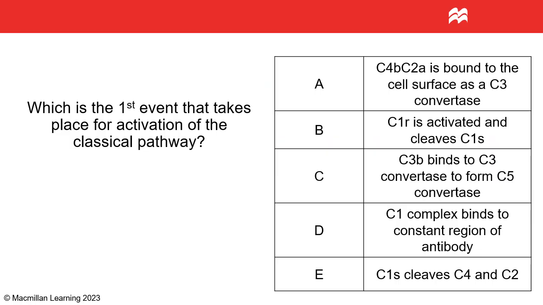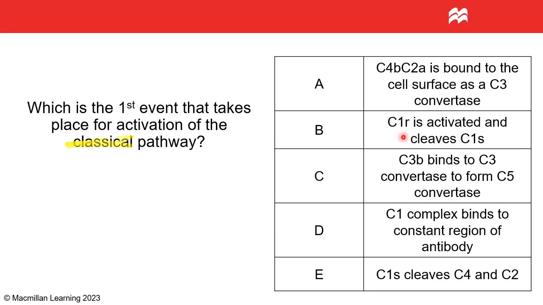I mentioned that before. Let's get another point before we go further to the MAC. Question here: what is the first event that takes place on the activation of your classical pathway? The options are: C4b2a is bound to the surface. No, that's already your C3 convertase, so no.